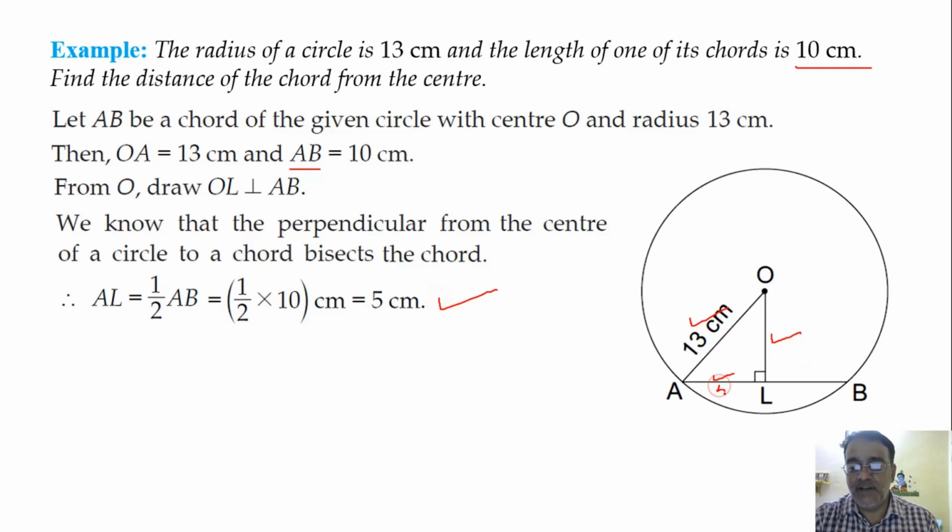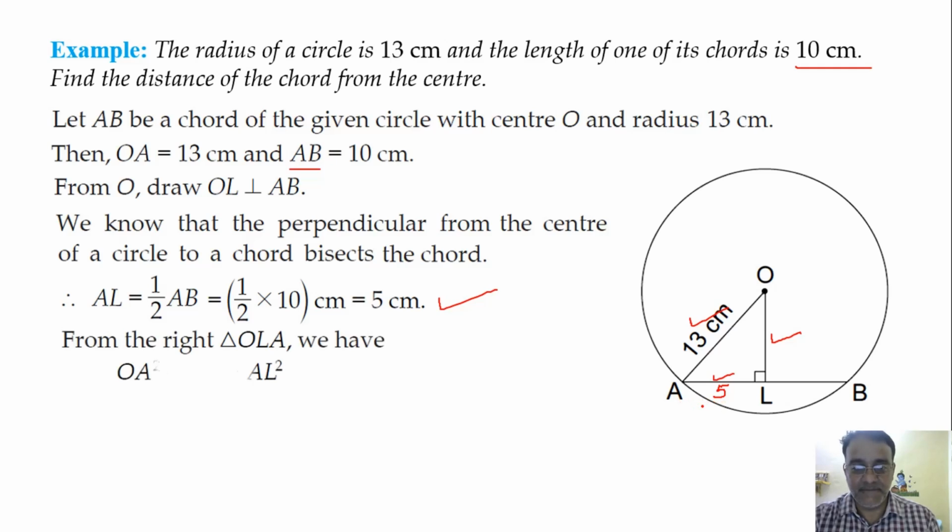अब हम लोग को OL निकालना है. How will you find OL now? Using Pythagoras theorem. Very good. So what will you get if you use Pythagoras theorem? OA square is equal to OL square plus AL square. Very good. So we'll substitute OA is 13, OL निकालना है तो AL 5.